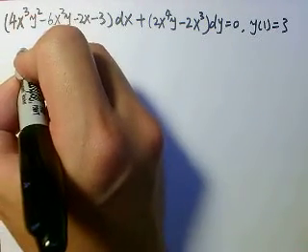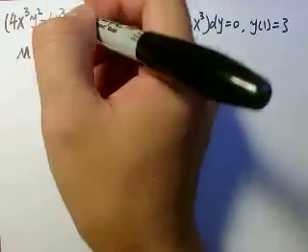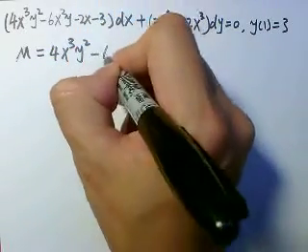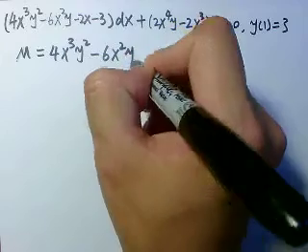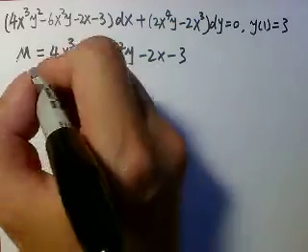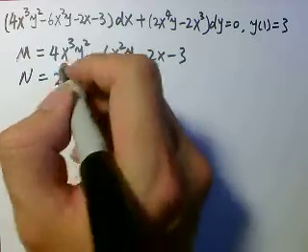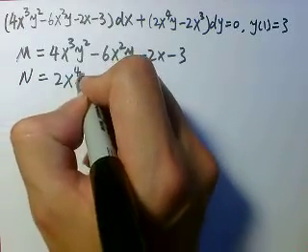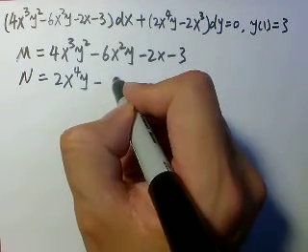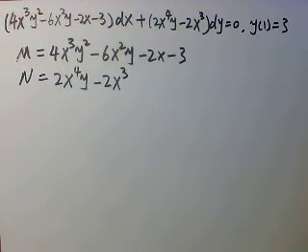M equals 4x cubed y squared minus 6x squared y minus 2x minus 3. And N equals 2x to the power 4 y minus 2x cubed. Okay.